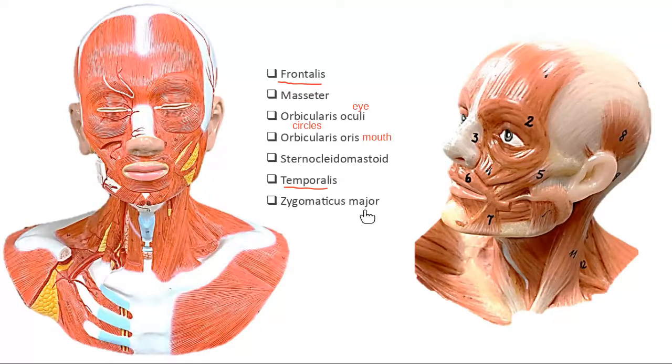Zygomaticus major. Zygomaticus major is known as the smiling muscle. When you're trying to find the location of zygomaticus major, it actually anchors into the outside of the mouth when it contracts and pulls your lips upward toward the zygomatic bone right here. That makes you smile. So muscle number 5 right here, that's zygomaticus major. Zygomaticus major is also this one over here, attaching to the corner of the mouth up to the zygomatic bone.